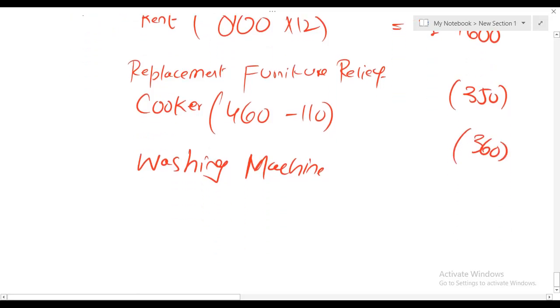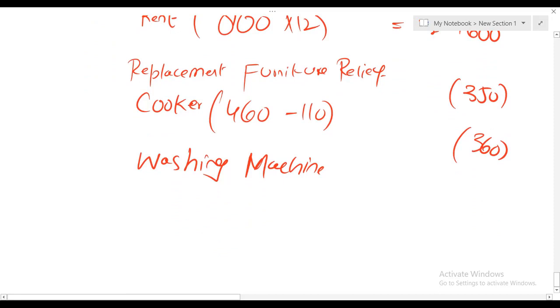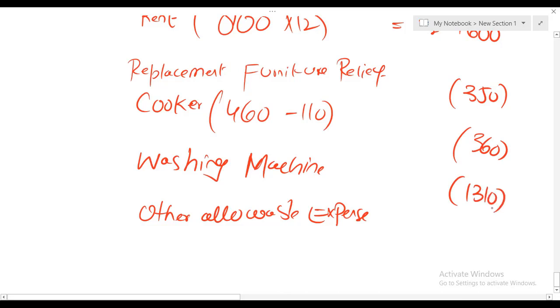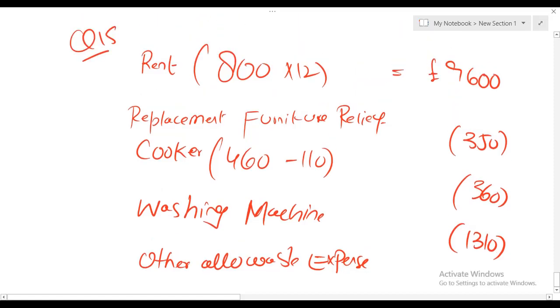We have other allowable expenses 1310. Other allowable expenses 1310.